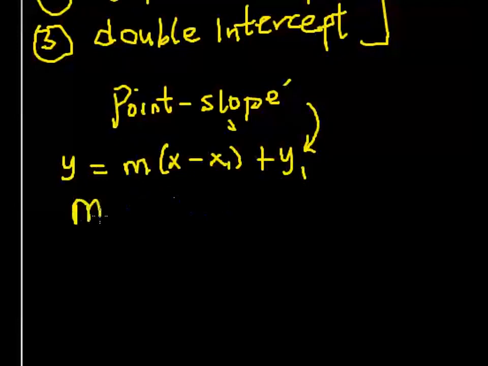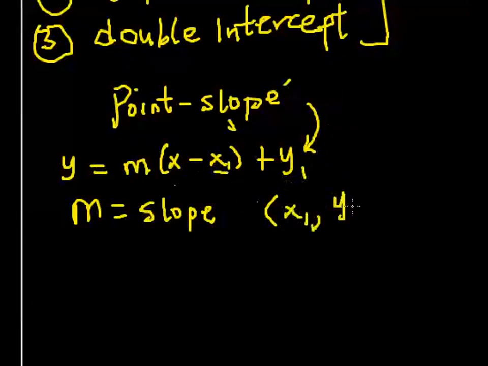You know what the m represents. The m represents the slope. The point is the coordinate x1, y1, the point where that line is actually passing through. As for x and y, every equation always has the variables y and x, the dependent and independent variable, while x1 and y1 is the point through which that line is passing. So m is the slope, and x1, y1 is the point.